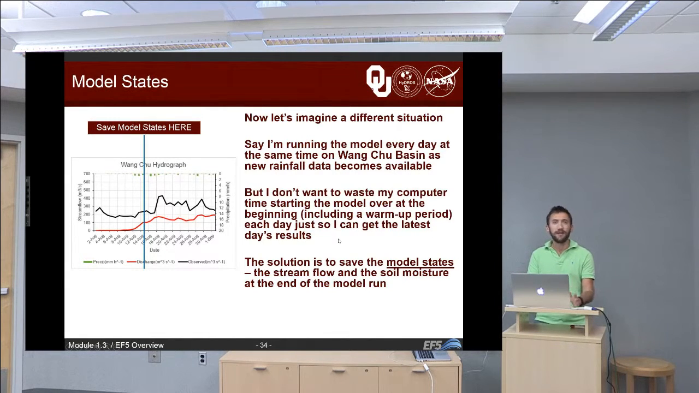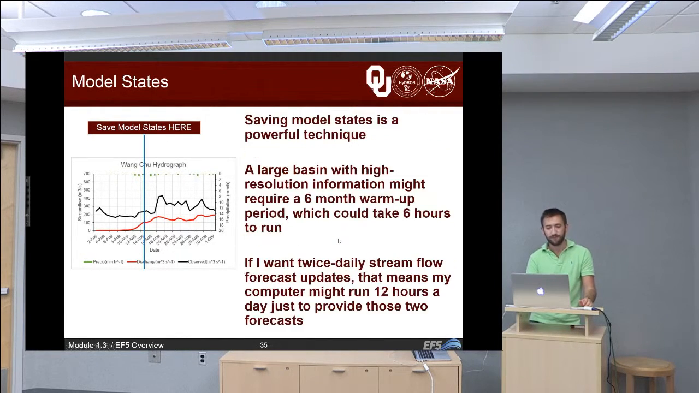Now, I know for this example, EF5 was really fast, but let's imagine that we're running the model over all of Asia, and it takes a day to run for just an hour. And so in that case, we would have no choice. We would need to save our model states. So what we do is, at the exact point when the warm-up period ends, we save the model states. So we save the streamflow at every point. We save the precipitation. We save the actual evapotranspiration. We save the soil moisture. And we keep all of that, and then the next time we decide to use the model, we use those as the initial conditions going forward.